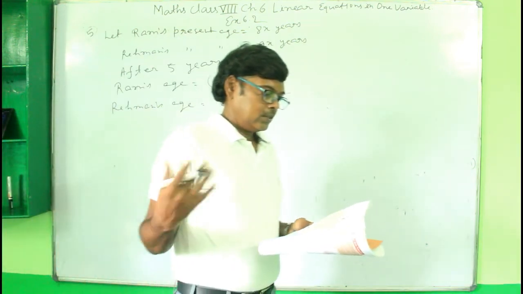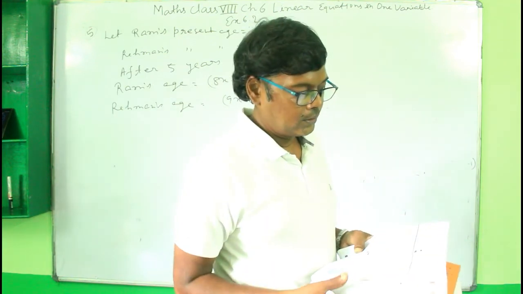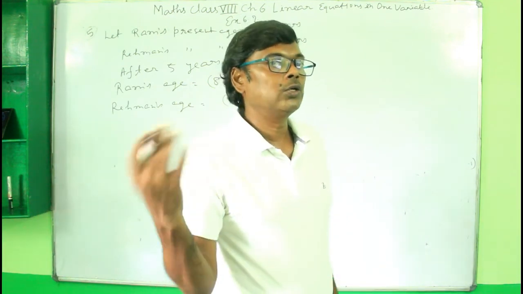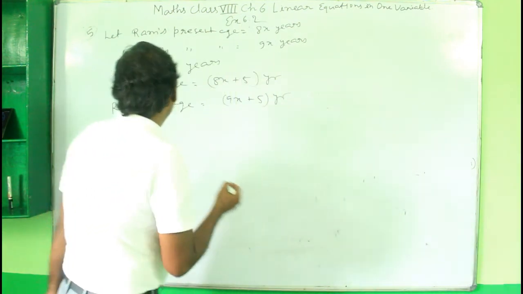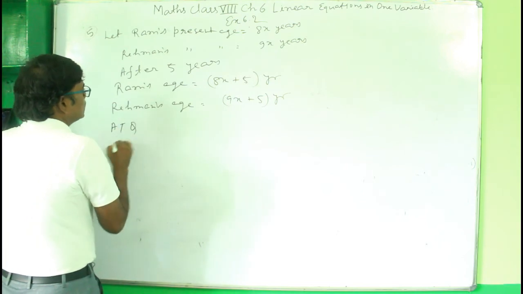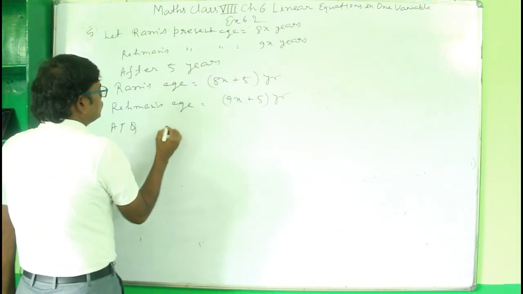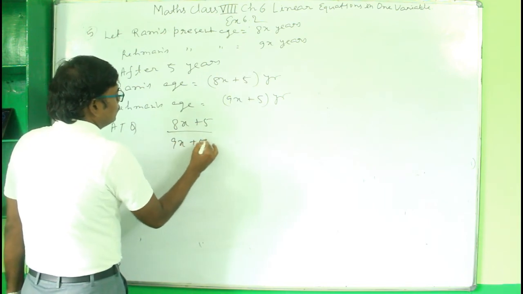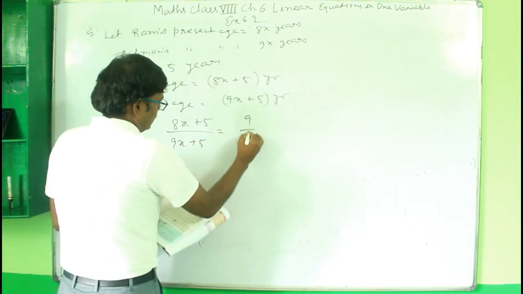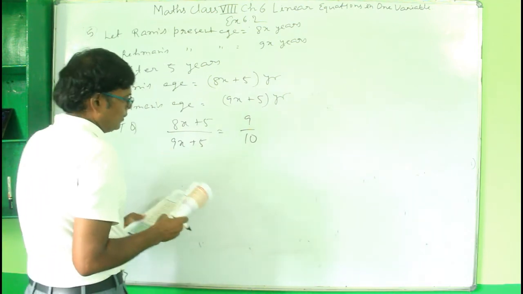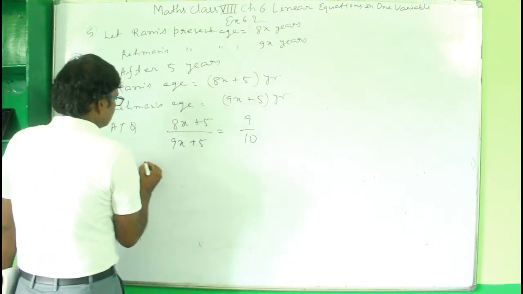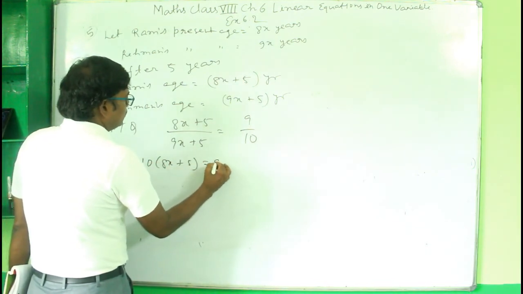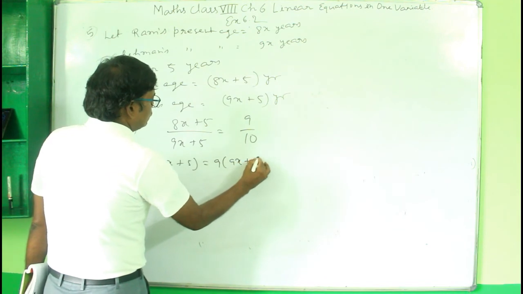Now you are given the condition, after 5 years the ratio of their ages will be 9:10, meaning the ratio of the ages of these two will become 9:10. So here according to the question, the ratio is (8x + 5)/(9x + 5) = 9/10. Okay, the ratio is 9:10. So now cross multiply: 10(8x + 5) = 9(9x + 5).